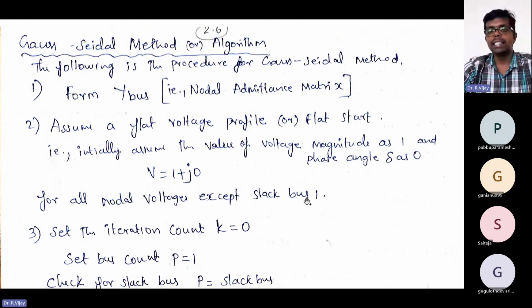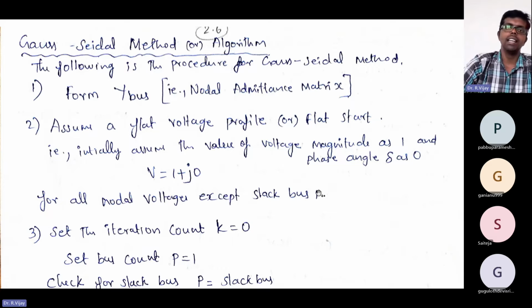Okay, in the slack bus, if you go through my previous videos, what is there? V and delta are there. P and Q we need to calculate, that is, real power and reactive power. So for the slack bus, the voltage we already know, so there is no need of calculating for the slack bus again. This is very, very important, so don't make a mistake here.